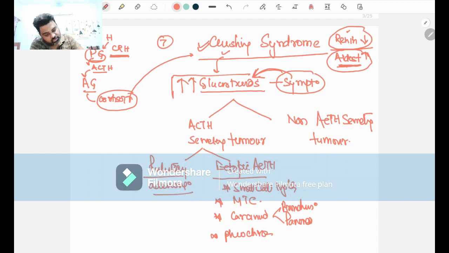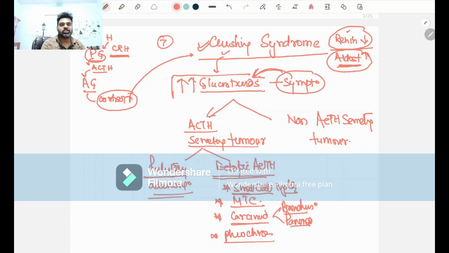So we know that ACTH secreting tumor can come from the pituitary adenoma, or it can come from ectopic ACTH, which can be secreted from small cell lung carcinoma, medullary thyroid carcinoma, or carcinoid of bronchus, pancreas, and pheochromocytoma. Now this is a very important thing we have to understand. What is the difference between Cushing syndrome and Cushing disease? If the increased ACTH is coming from a pituitary adenoma, and the cause of Cushing syndrome is pituitary adenoma, then this is known as Cushing disease.